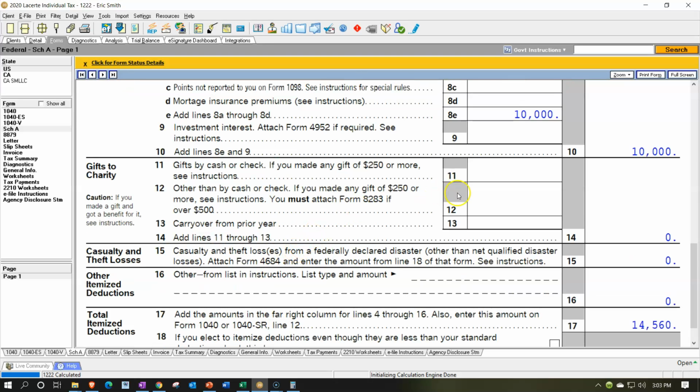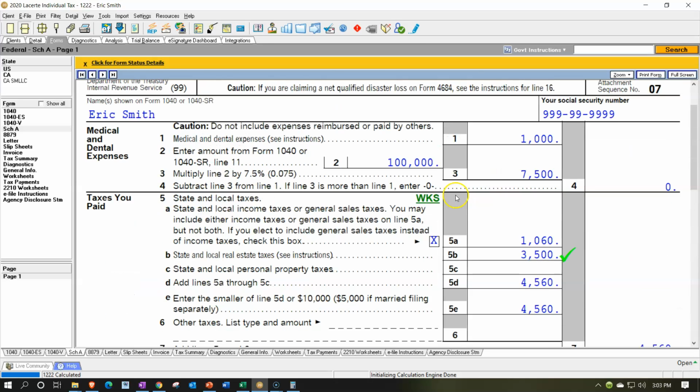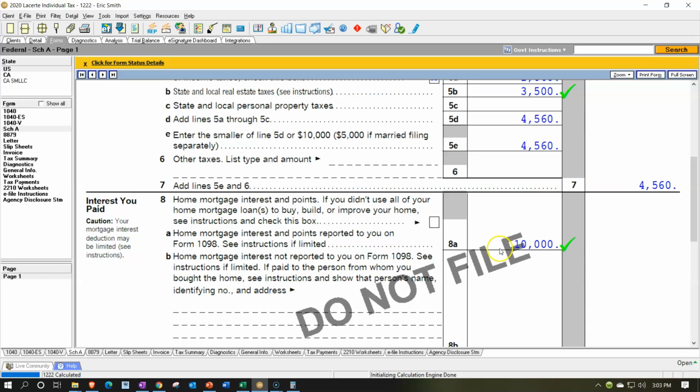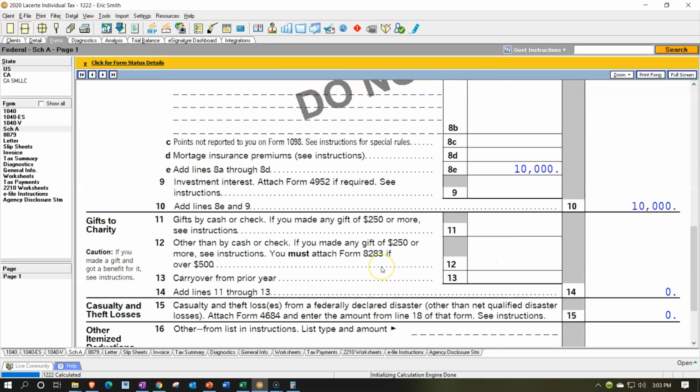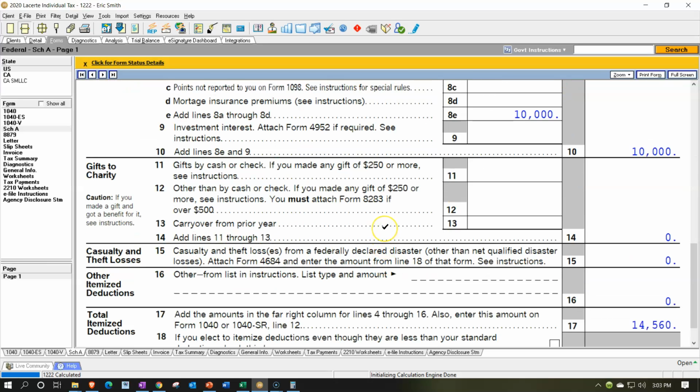Gifts to charity would be here. And notice these don't have any caps on them like the medical does. We've got this cap here: you've got to clear over 7.5% of AGI. Not true with taxes, not true with the interest, and not true with the gifts. So for gifts to charity, prior to the change here, you could only get a benefit on the Schedule A.